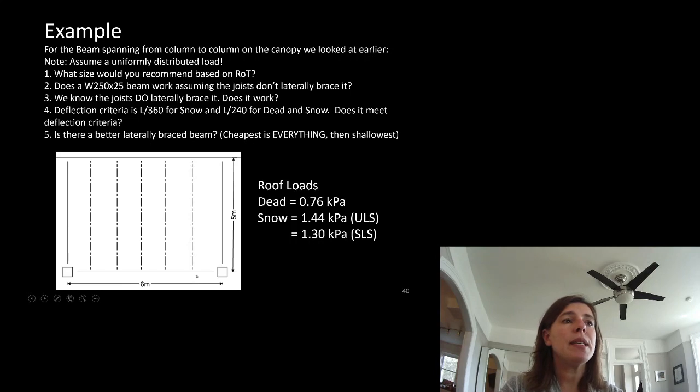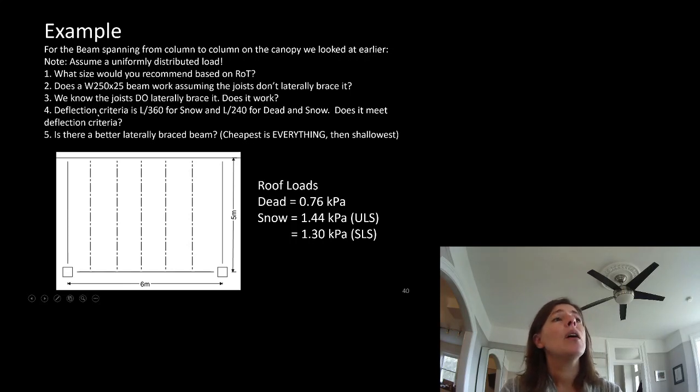Joists framed into the top of a beam are super good at bracing the top of a beam. So our normal unbraced length is the distance between two joists. Now, for some reason, and this is purely just as an exercise to show you something interesting, they've asked, what size is it if it is not laterally braced? And then we actually know joists do laterally brace the top chord of our beam in bending. So now does it work?